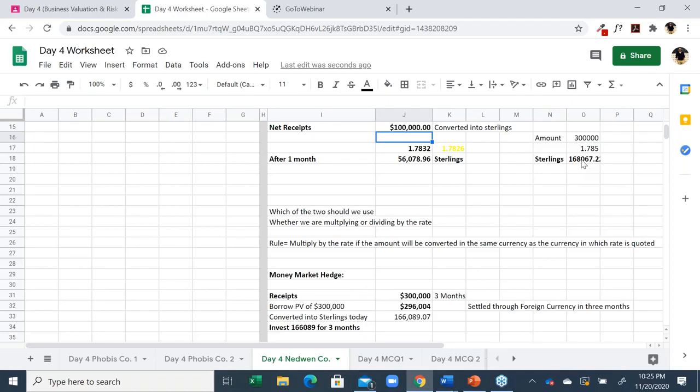Shumaila, we will be having more pound sterling in case of a forward contract than in case of a money market hedge. So therefore, it's better that the company chooses the forward contract.